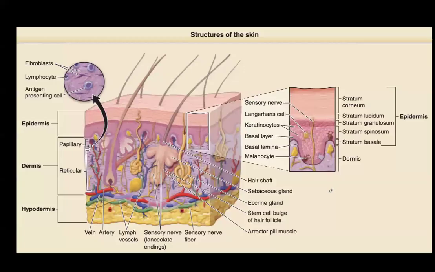All right. This is the structure of the skin. Epidermis, dermis, and hypodermis. Dermis is further divided into papillary and reticular dermis. Hypodermis is there below. The layers of the epidermis have been asked in MCQs. It is stratum corneum, stratum lucidum, stratum granulosum, stratum spinosum, and stratum basale. Basale is the basal layer, corneum is the top layer. This question has been asked.